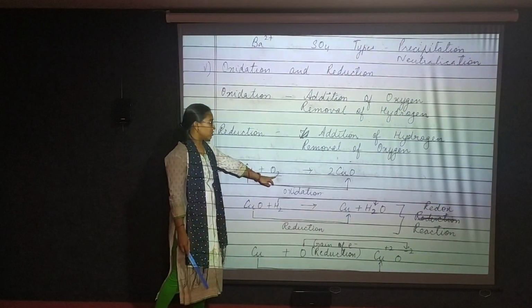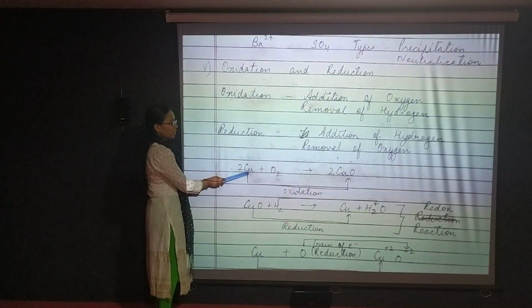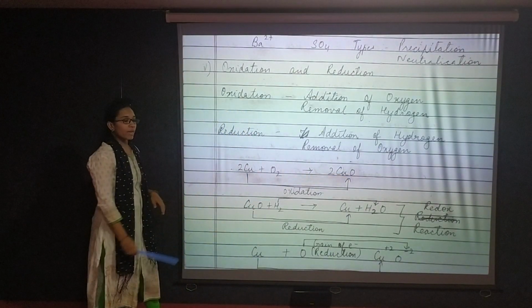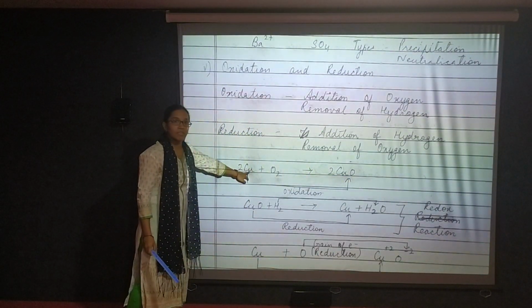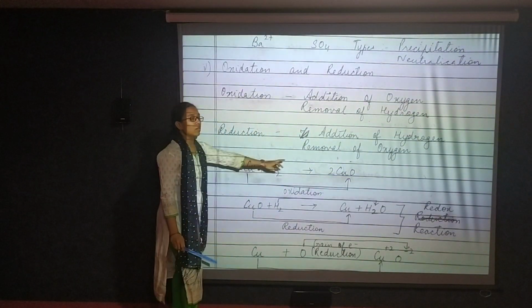Copper plus oxygen gives CuO. To balance this equation, 2Cu plus O2 gives 2CuO. Now you can see here that earlier in the reactant side it is Cu, and in the product side it is CuO, copper oxide.